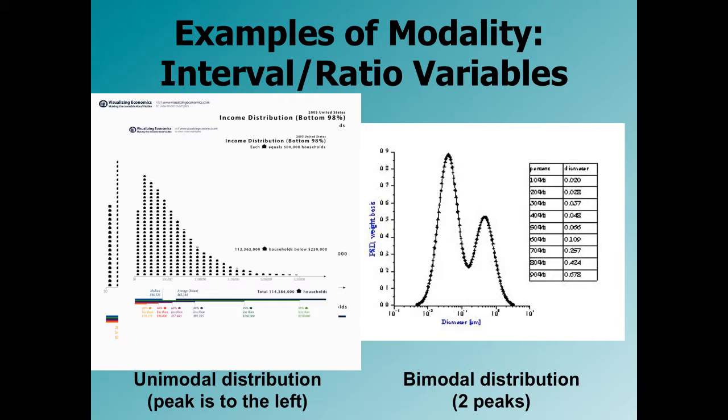These are some more examples of modality. This is an example of a unimodal distribution. Unimodal means one mode. This is an example of a bimodal distribution. You can recognize it because, again, it has 2 humps.